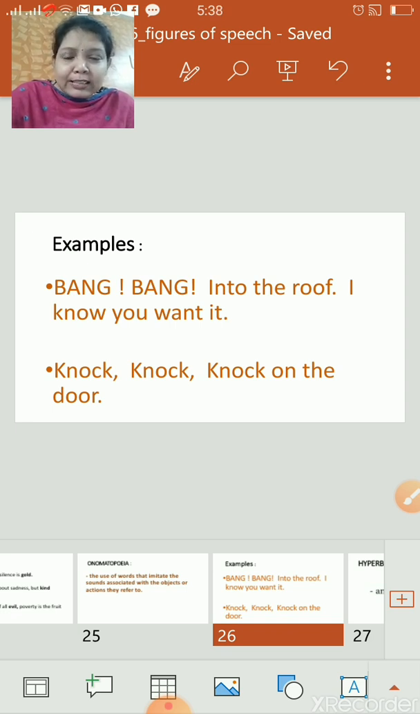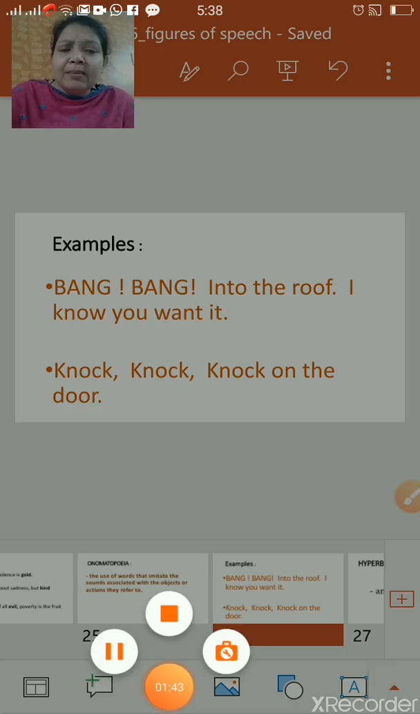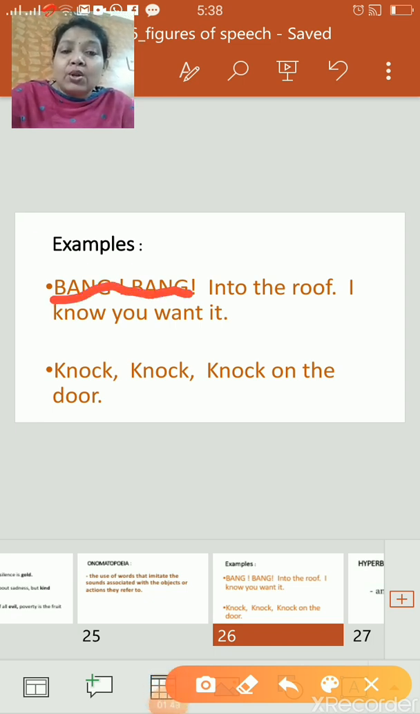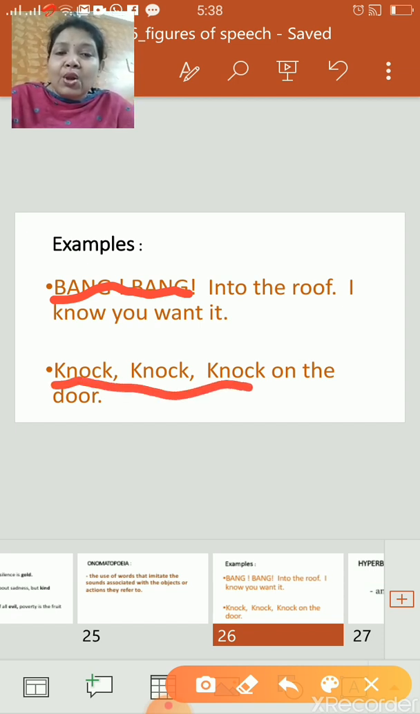It's very easy to understand. Okay, it's "bang bang into the roof, I know you want it." So yes, what is the different sound over here? It's nothing but "bang bang." Okay. Now the next one, "knock knock knock on the door." Okay, so what was there on the door? It was knock knock knock.